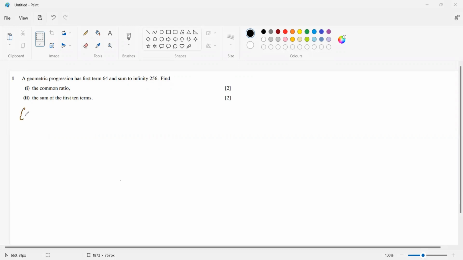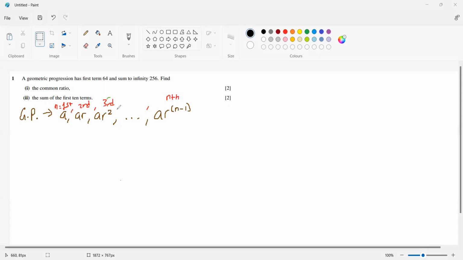A GP, geometric progression, is a progression that looks like this, where say A is the first term, then every other term after that, we multiply it by a common ratio of R. So that means the nth term would be AR^(n-1), which we can readily see in this pattern. For example, this is the first term, second term, third term. So you can see this will be the nth term.